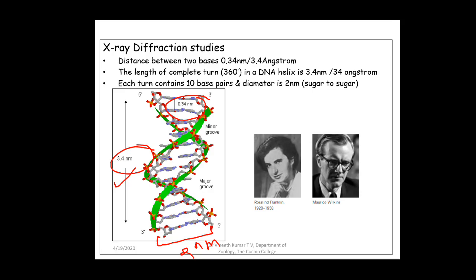And Watson and Crick in 1953, what they did was they pooled the data of the Chargaff rules and the X-ray diffraction data from Rosalind Franklin and Maurice Wilkins, and they deduced the three-dimensional structure of the DNA.